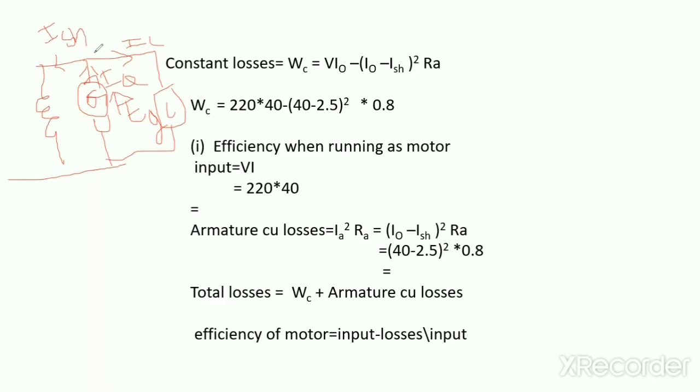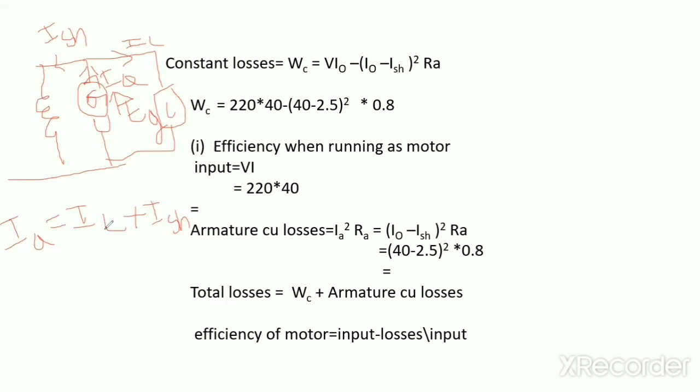The armature current IA is divided into two currents, that is IL and ISH. What is the formula for armature current in the case of a generator? IA is equal to IL plus ISH. Therefore, IA, the armature current, is equal to IL plus ISH.